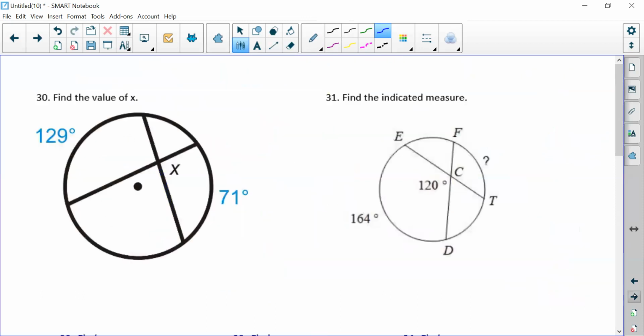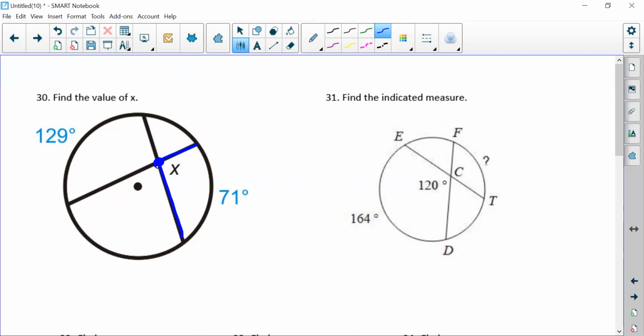All right, let's go to the last page, okay? This is where we're going to start dealing with segments, chords in a circle, and angles that are created when two chords in a circle intersect, okay? Y'all, what they asked us to find the measure of is this angle right here, okay? Look, the vertex of this angle is inside the circle, okay?